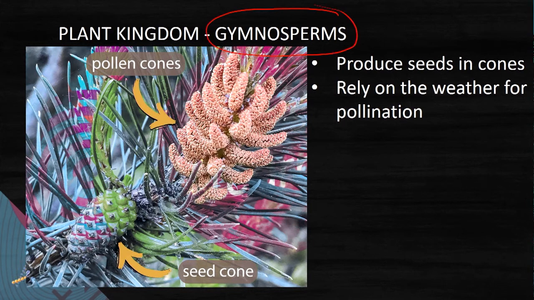First group is the gymnosperms, and they produce seeds. They've got tissues, but the important thing is they produce seeds in cones. And the big problem with the gymnosperms is they rely on the weather for pollination to help the male get to the female. So if the weather doesn't play up, they're not going to be able to reproduce.